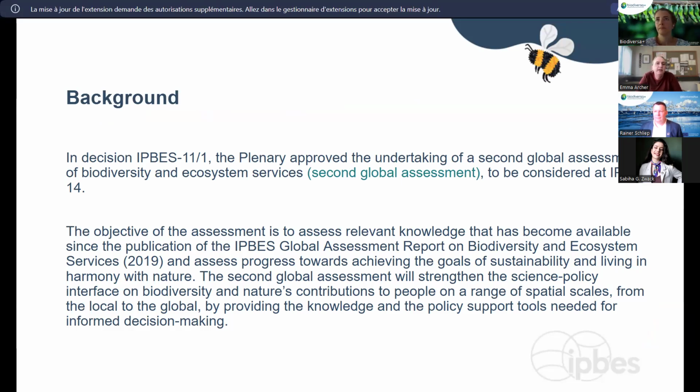they're approved by the IPBES plenary. So the plenary approved the undertaking of a second global assessment to be considered at IPBES 14. And the objective is to look at relevant knowledge that's become available since the publication of the first global assessment report. So that's a significant mandate for this global assessment. And also look at progress towards achieving key goals around sustainability and biodiversity conservation. We're looking at strengthening the science-policy interface with biodiversity and looking at nature's contributions to people on a range of spatial scales, and hopefully providing the knowledge and policy support tools that we need to underlie informed decision-making. Next slide, please.